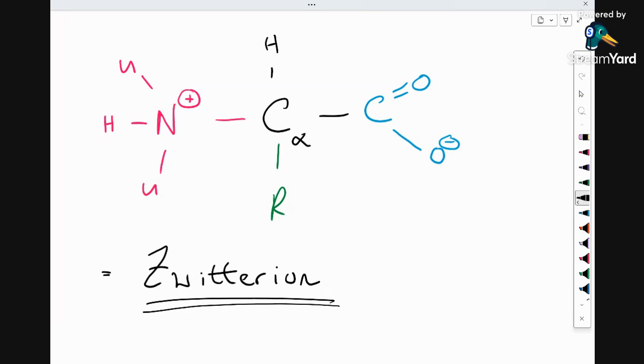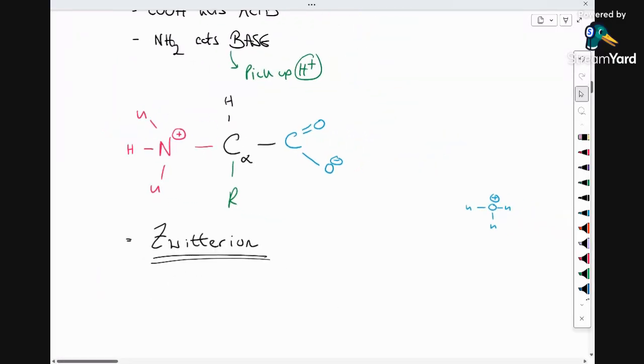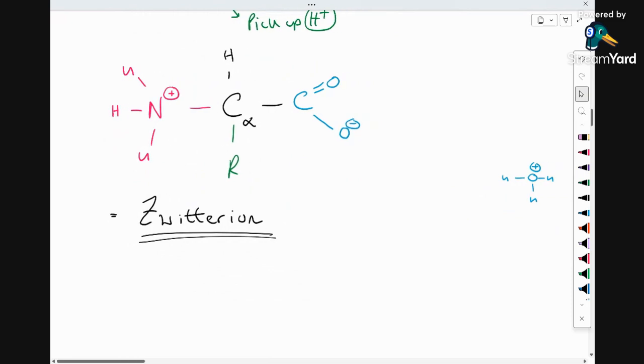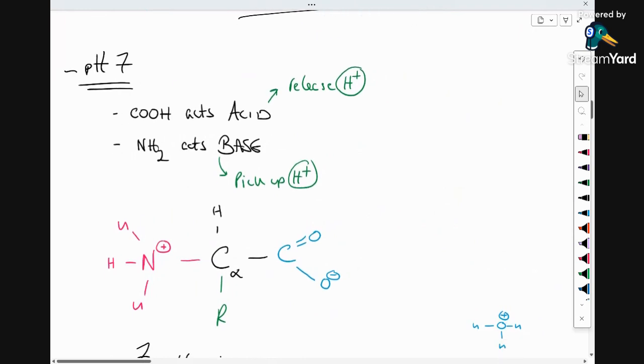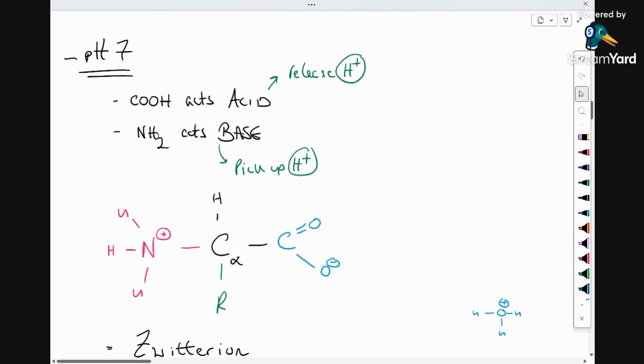Okay. And all this means is we have essentially our amino acid that has both positive and negative charges on it. Now, the only thing just to add to this point is this is pH dependent. So at pH 7, I've said here, we have this particular structure, our Zwitter-ion, where the carboxylic acid group has donated a proton, and the amino group has picked up a proton. They've acted as their acid and base.